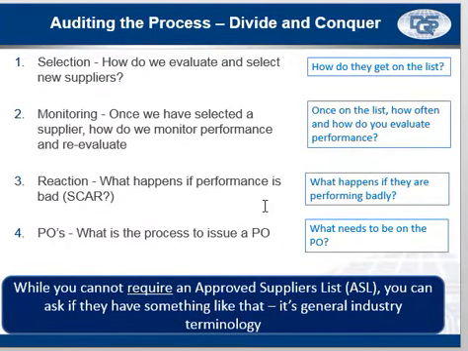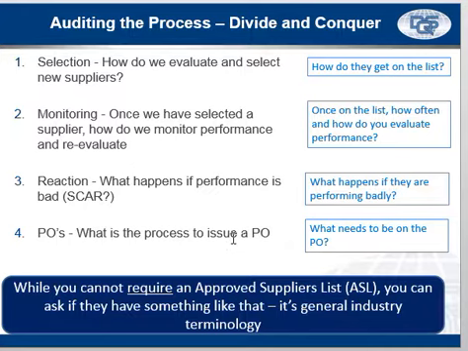Let's get into how you audit the process, and it's relatively simple. It's a divide and conquer. In terms of dividing this up, it's how do they get on the list? Once they're on the list, how are they monitored and reevaluated? If they perform poorly, what happens to them? And then almost as a separate topic, how do we issue POs? What needs to be on them?